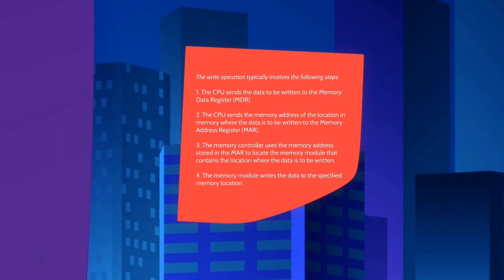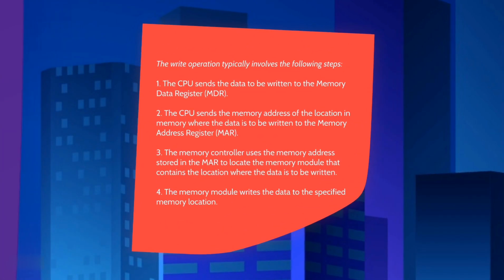Now, the steps to implement the write operation. First, the CPU sends the data to be written to the memory data register, that is MDR. Second, the CPU sends the memory address of the location in memory where the data is to be written to the memory address register, MAR. Third, the memory controller uses the memory address stored in the MAR to locate the memory module that contains the location where the data is to be written. Fourth, the memory module writes the data to the specific memory location. So that is the write operation.